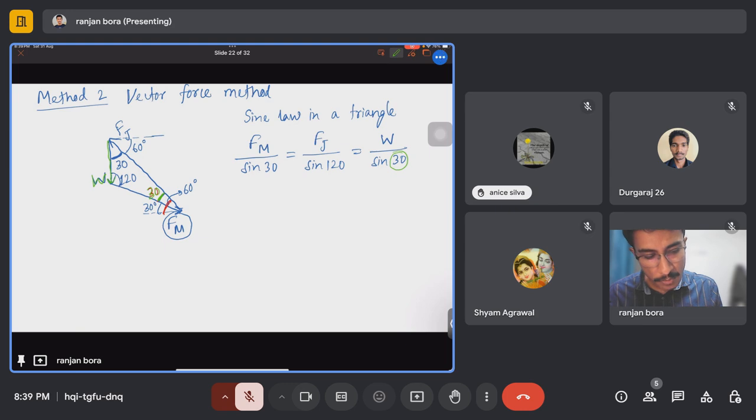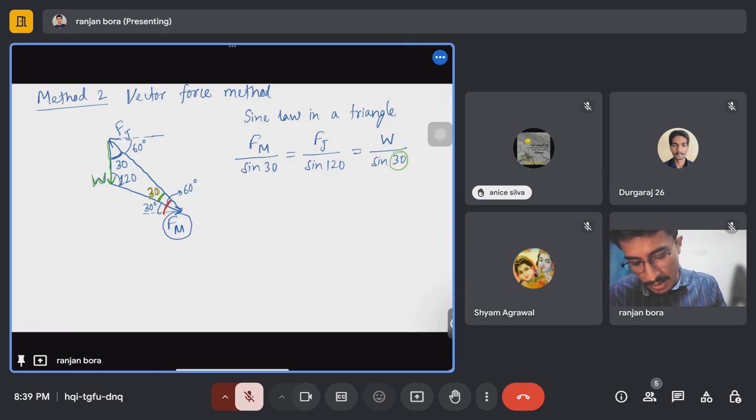Similarly, for this force Fj, this side of the triangle is Fj. And what is the angle between the other two forces, W and Fm? This is Fm. So the angle between W and Fm is this angle, 120. That's why we have taken sine 120. And similarly, we have taken Fm by sine 30 because Fm is this side and the angle between the other two forces, Fj and W, is 30. So we have taken sine 30.